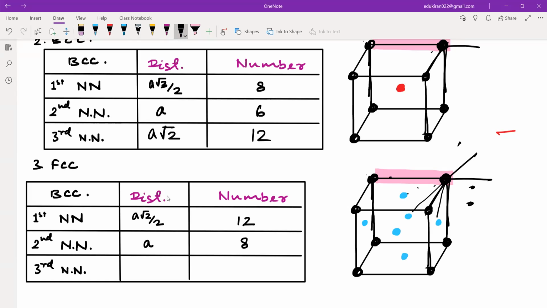Okay, let us write first. A, and after that you will have third, that is A root 3 by root 2. I will explain this A root 3 by root 2 after I am done with iftar and maghrib. There will be 24 atoms at a distance of A root 3 by root 2 far away from this corner atom or any of the atoms.